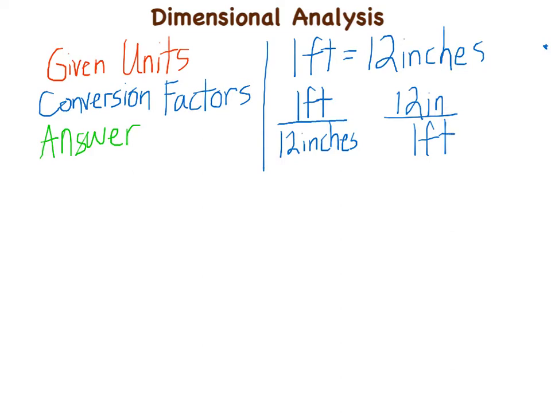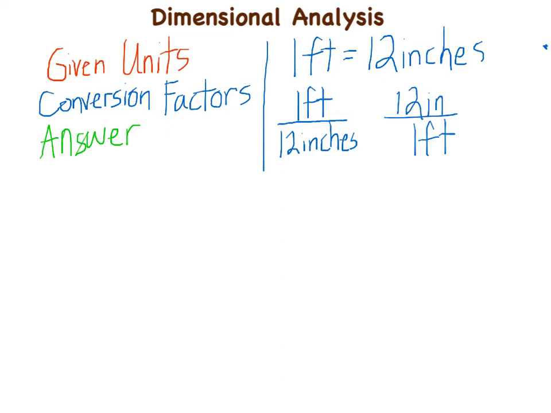I know it looks very simple, but it's important that you understand that if you know two different units are equal to each other, 1 foot and 12 inches, you can rewrite it as 1 foot over 12 inches, or 12 inches over 1 foot. So that is how I convert what I know into conversion factors. Like I said, very simple, but if you can do that, then dimensional analysis will be very simple for you.